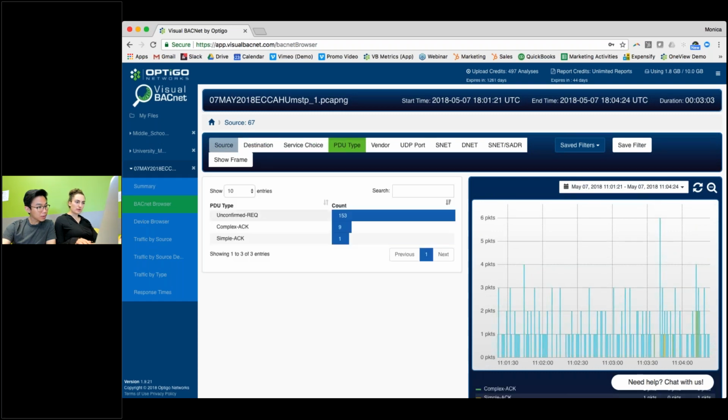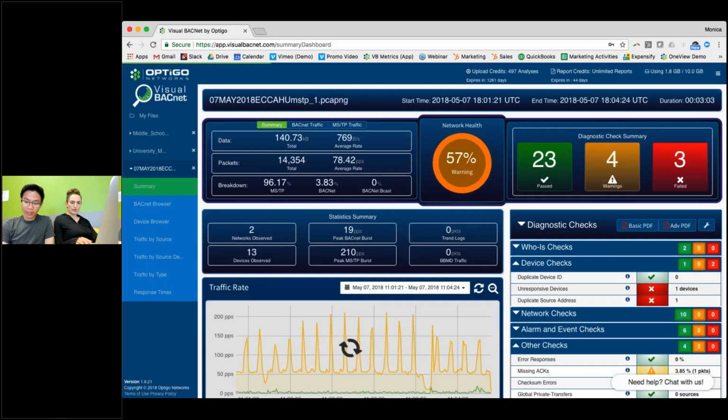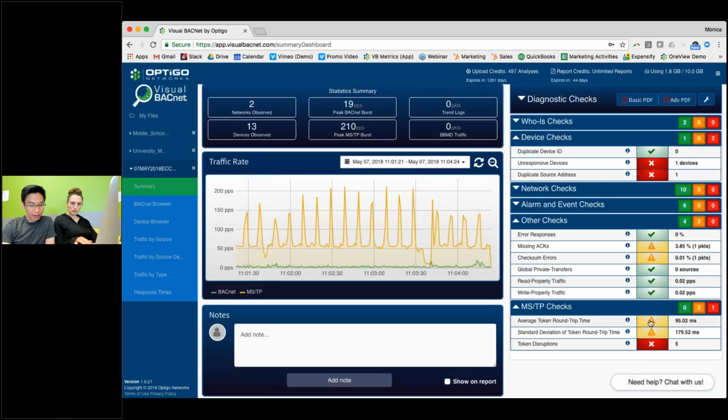PU type, unconfirmed requests. It looks like it's asking for a fair amount of data back to our master. Yeah, it's also COV notification. Is 68 dropping out? Yeah, it dropped out. Dropped out at 3:32.